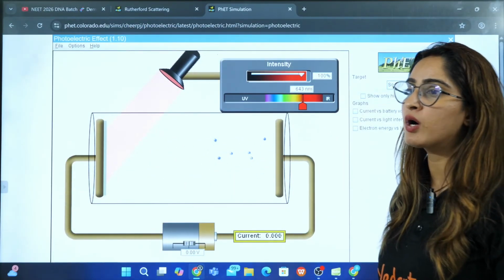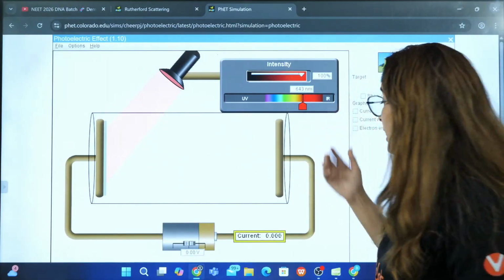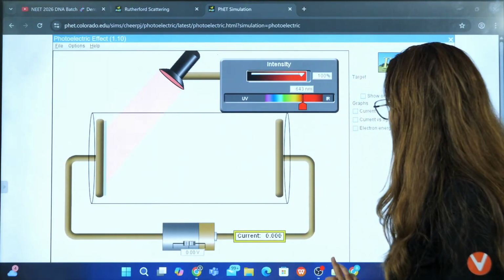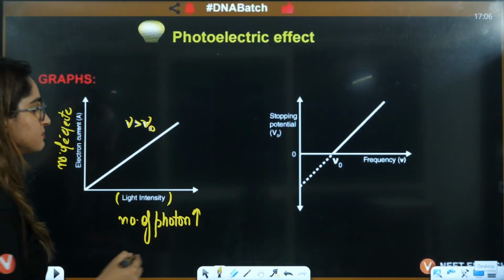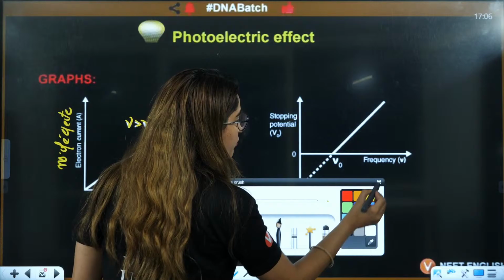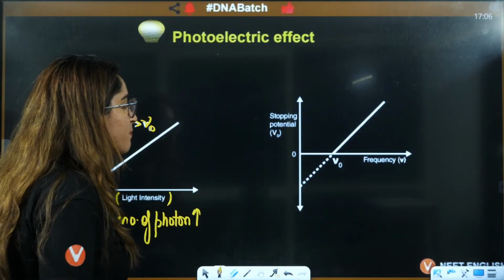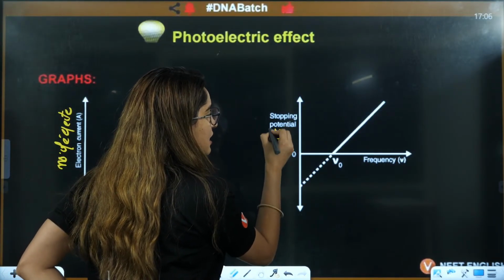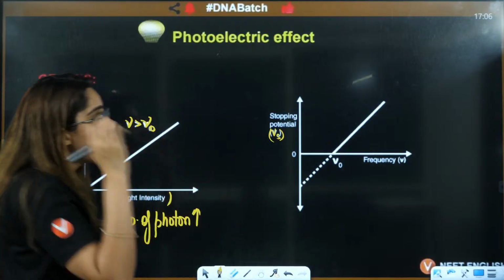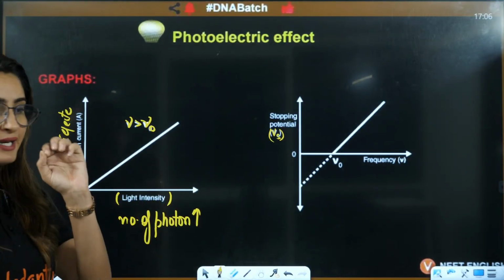Nothing will happen. No current will be there. So the condition is that mu should be greater, so that we have at least the minimum threshold frequency, right? Next graph is the one where you have stopping potential and this is the frequency. Now, simple thing, students: this is the stopping potential, that is Vs, and this is the frequency. We know that when you want to stop the electron, right?